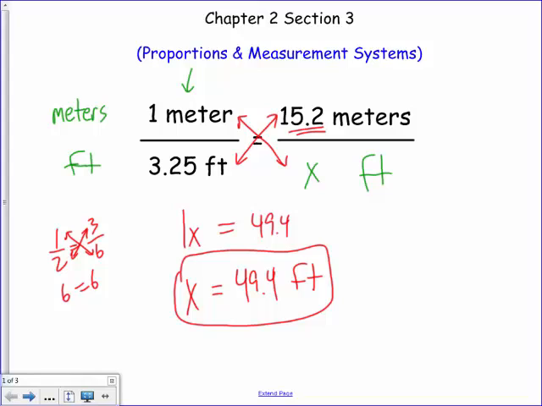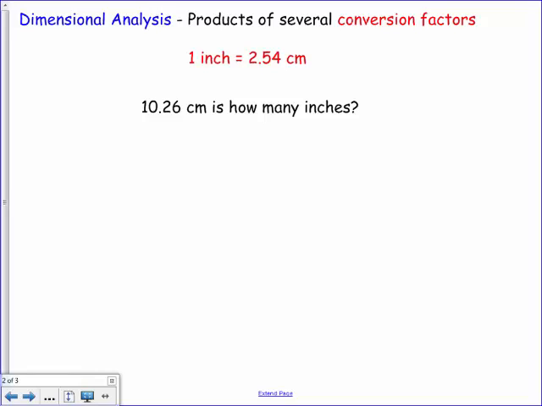And some of you might be able to tell, oh yeah, if 1 meter is 3.25 feet and I want 15.2 meters, then I can just multiply 15.2 times 3.25. Sometimes you can see it, but setting up a proportion is also helpful. Okay, and that'll make sense here in just a bit when we look at our dimensional analysis.